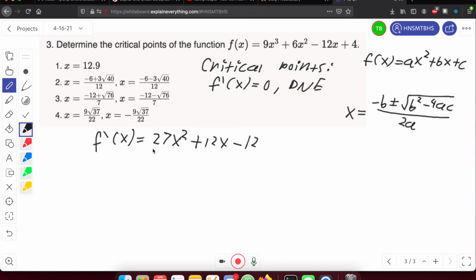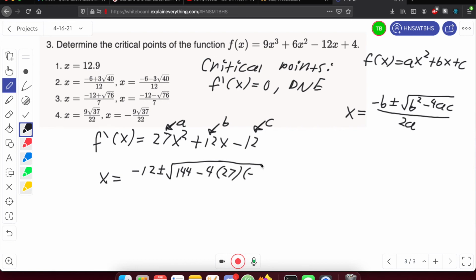So for this kind of function, we have coefficients of a, b, and c. So all we need to do is just substitute these into this equation. So we can rewrite this as x is equal to negative b, which is negative 12, plus or minus the square root of b squared, which is 12 squared. I know that as 144, minus 4 times a, which is 27, times c, which is 12, all over 2a, which is 2 times 27.